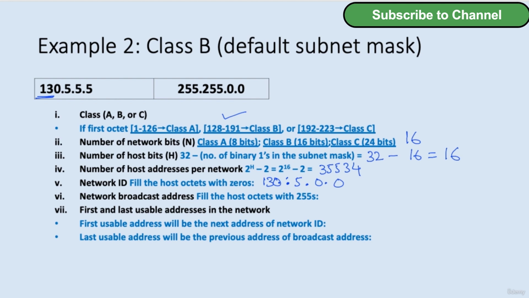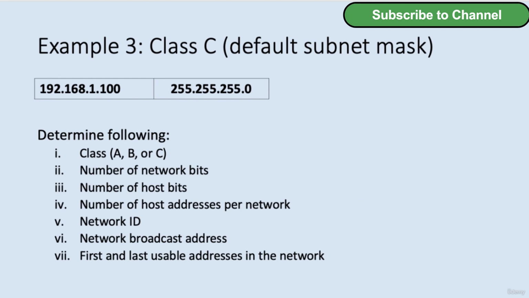130.5.0.0. Network broadcast address: fill the host octets with 255. So 130.5.255.255. Both host octets are filled with 255. First usable address is the next of the network ID. So it will be 130.5.0.1, and last usable is the previous of the broadcast. So it will be 130.5.255.254.